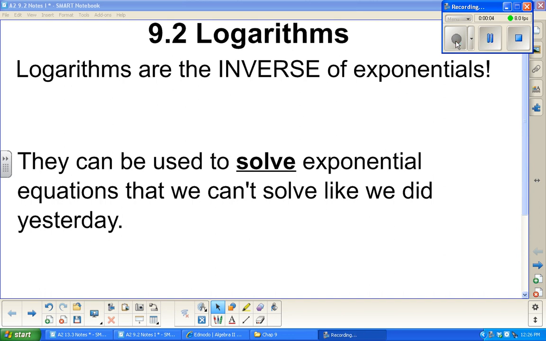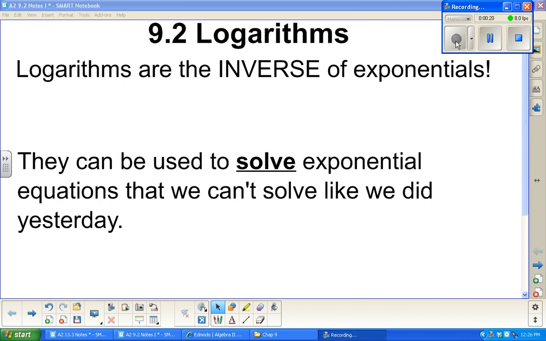Okay, this is going to be Algebra 2, Section 9.2, the first day. We're going to get into what logarithms are, and this picks up directly at the end of the last video where we solved exponential equations.